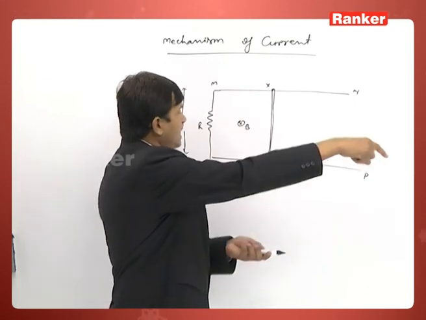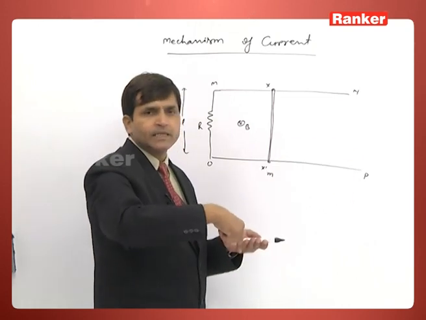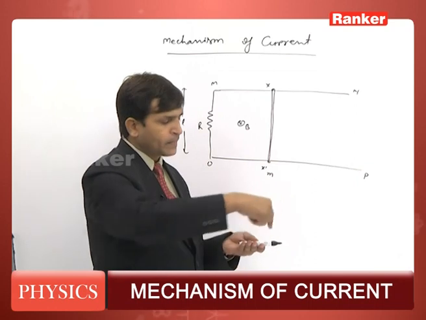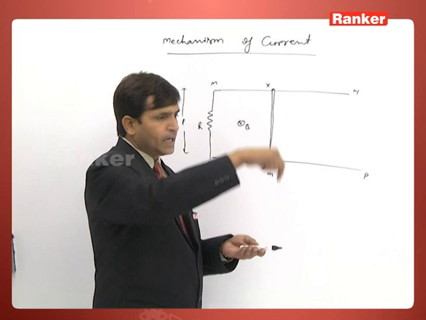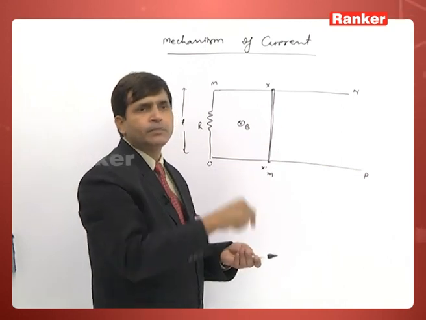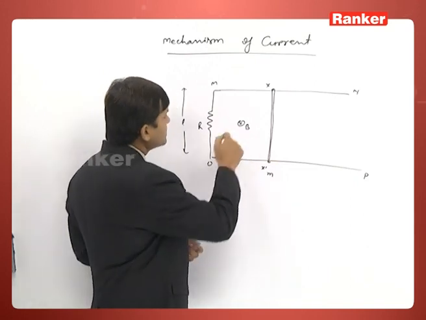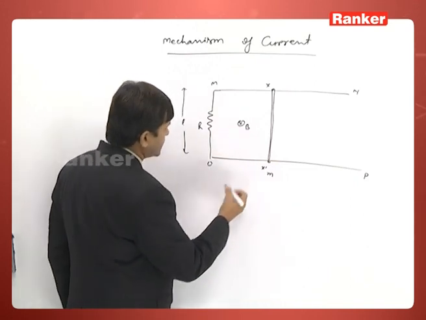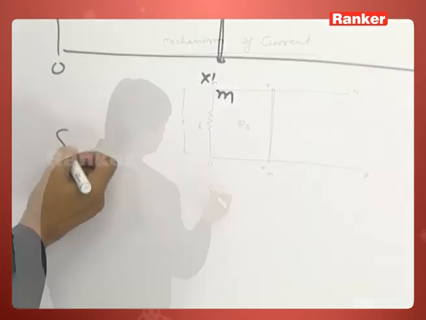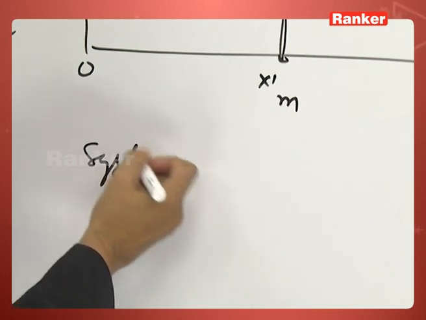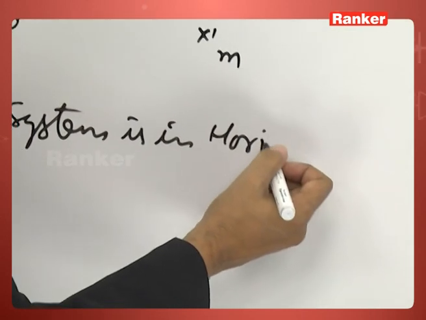This is your one rail MN, this is your other rail, and this end of the rails is short circuited by resistance R, and the conductor X X dash is like this, and the magnetic field is into the plane of this whole system. Magnetic field directed inward, and the whole system is in the horizontal plane.